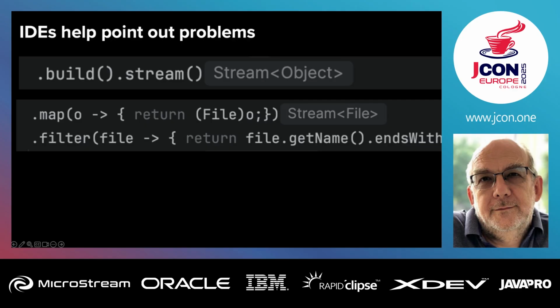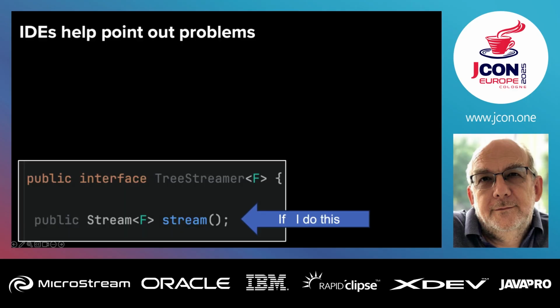So there we go, build.stream, and then I map it. So it's got stream of object, so I want to turn it into files. So I do some clunky mapping to turn the object into a file so that it now says stream of file, and then I do a filter. That's not the great way of doing it. So what the IDE encourages you to do is to parameterize it. Use generics and put a type in it. Yes? So that's what you want to do.